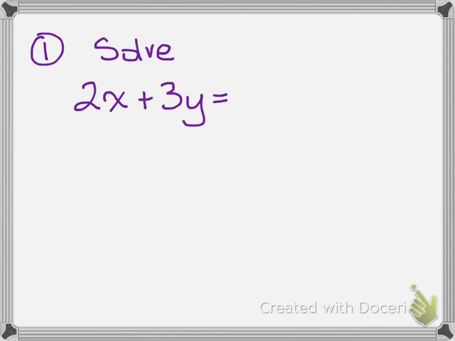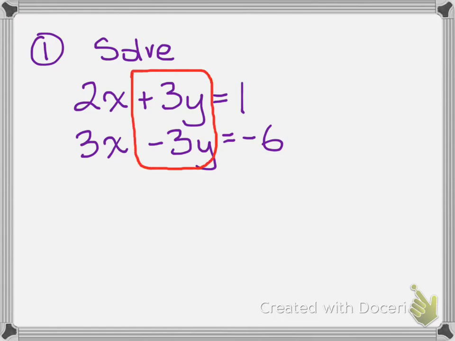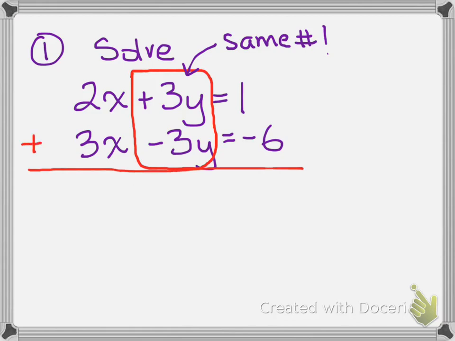So number one, if we want to solve this system, 2x plus 3y is equal to 1, 3x minus 3y is equal to negative 6, we need to first notice that plus 3y and minus 3y, those coefficients match. So what that means is that they're actually the same number. And what that does for us is we can see that if we add these two equations together, 3y minus 3y is going to cancel out.